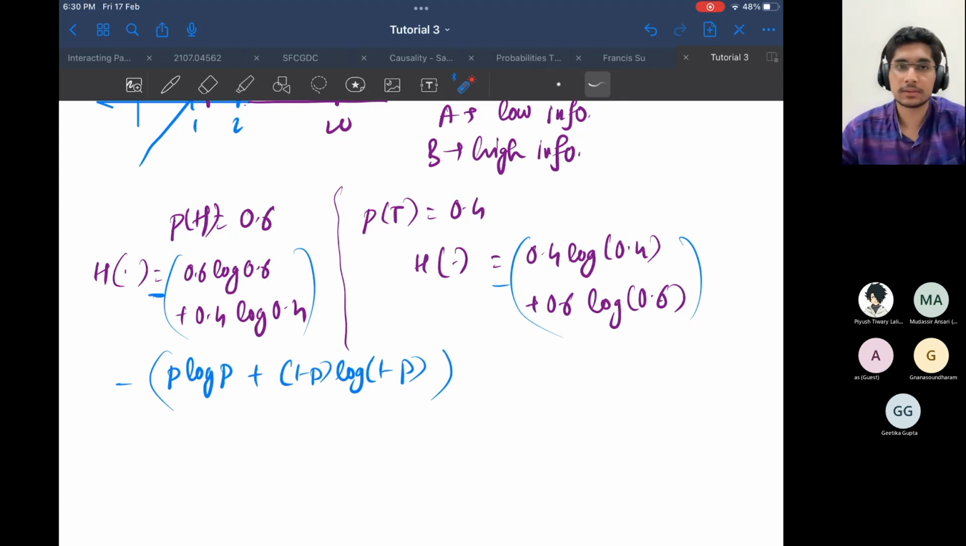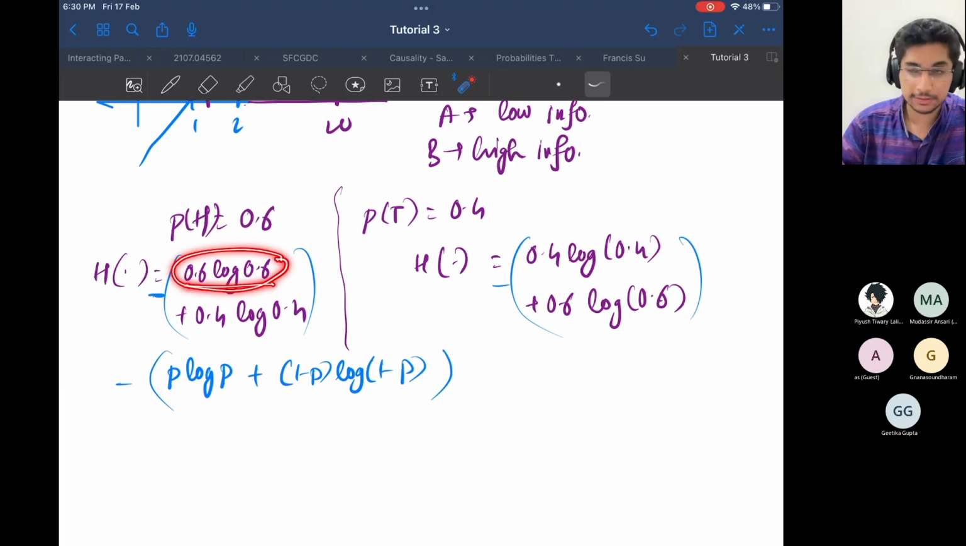Am I clear? Wouldn't it come out to be minus sigma px log px? Yes, that is exactly what this is. But you were saying that you just used the first term, right?